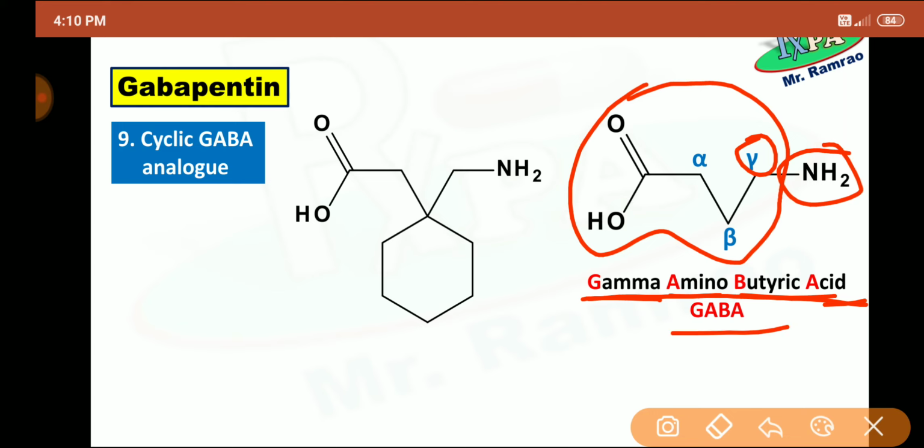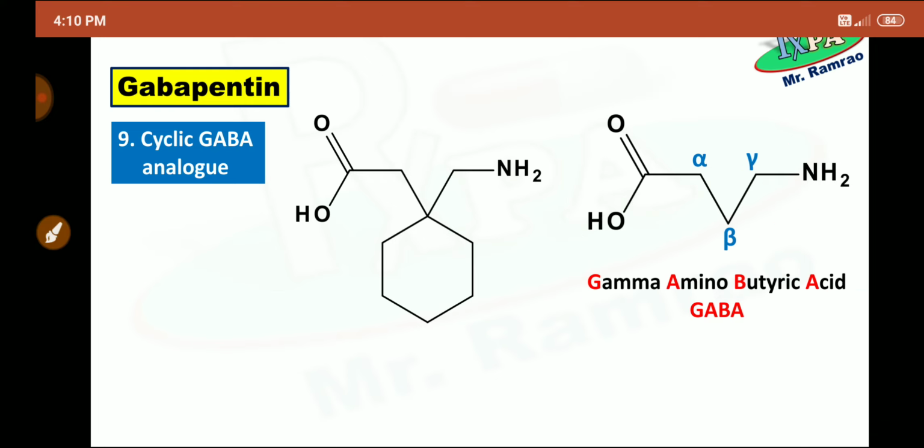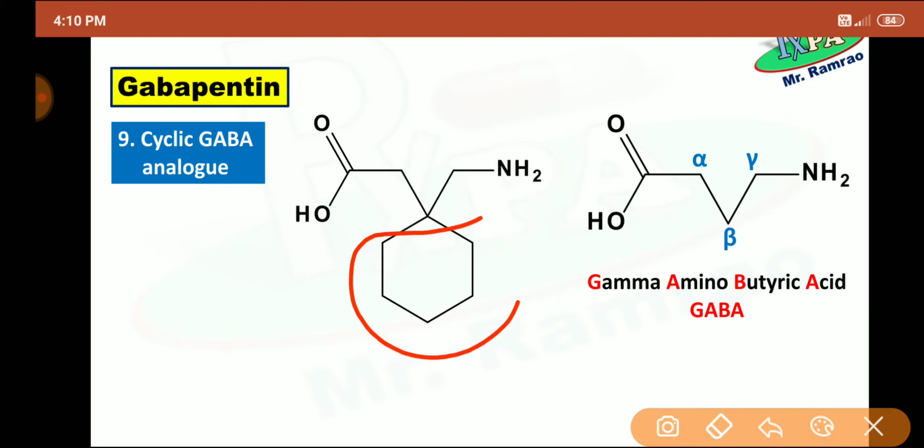It is one of the important neurotransmitters involved in the central nervous system, that we will cover in the upcoming videos. Now we will see how it is a cyclic GABA derivative. On the same molecule GABA you have to put one cyclic ring over here, you can see. That is the only difference between gamma amino butyric acid and gabapentin. Why gabapentin? GABA means gamma amino butyric acid, and you have to put 5 carbons over here. Count the number of carbons, 5 carbons, therefore pentin.